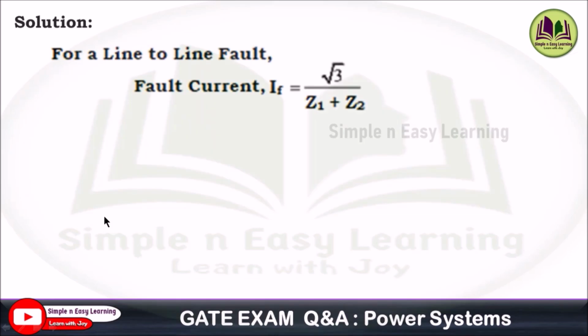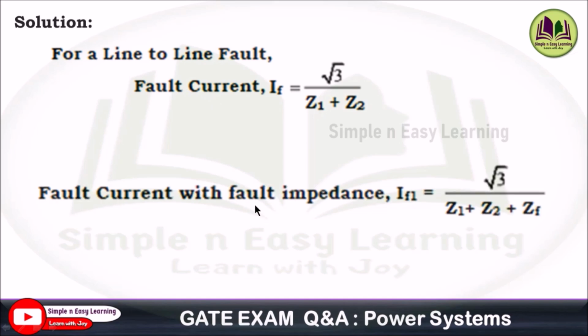Solution. For a line to line fault, the fault current expression will be IF equal to root 3 divided by Z1 plus Z2, the positive and negative sequence impedances. So, in the line to line fault, there is no zero sequence impedance present in the fault current expression. And now, the fault current with the fault impedance, we name that as IF1, that will be equal to root 3 divided by Z1 plus Z2 plus the fault impedance ZF.